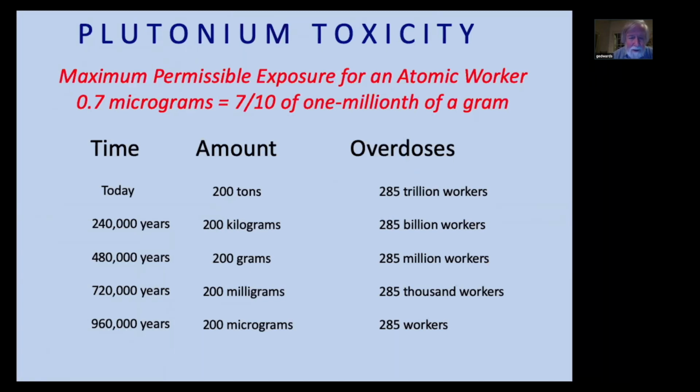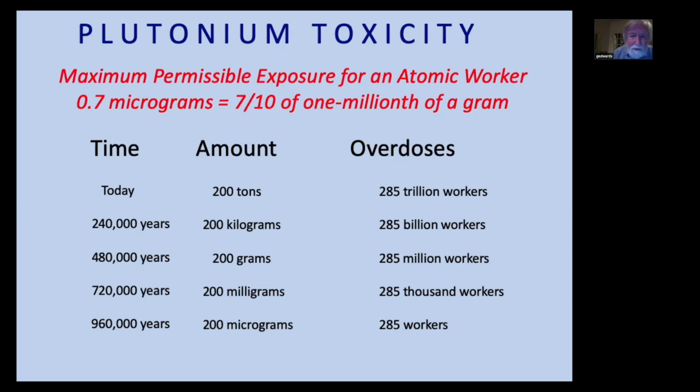So with 200 tons of plutonium, you have the ability theoretically, and of course this is just playing with numbers, to overdose 285 trillion workers according to that ratio, 0.7 of 1 millionth of a gram. And if you wait 10 half-lives, that's 240,000 years, that's 10 times the half-life, then you reduce the amount by a factor of 1,000. And so you go from 285 trillion to 285 billion, and so on and so on. And so you can understand that the toxicity of this material is extraordinary.